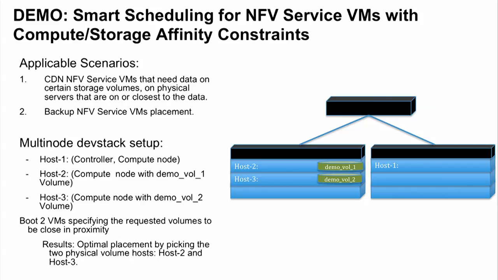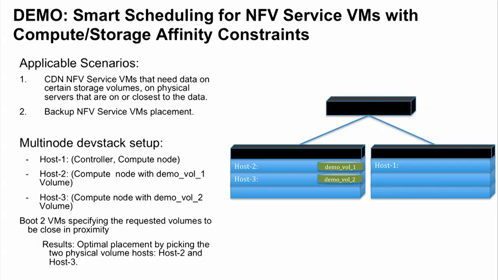So we actually use the scenario of compute and storage affinity as one of the requirements to make optimal placements as a use case here. And comparing it to NFV use cases, this could be very much applicable for backup services or CDN services where you want to place the service VM close to the storage.